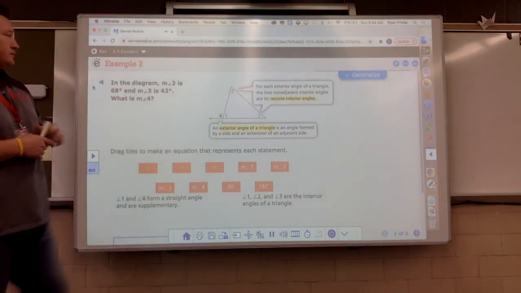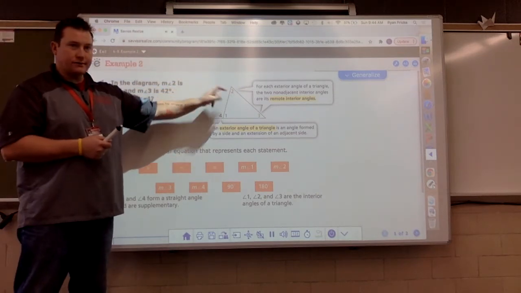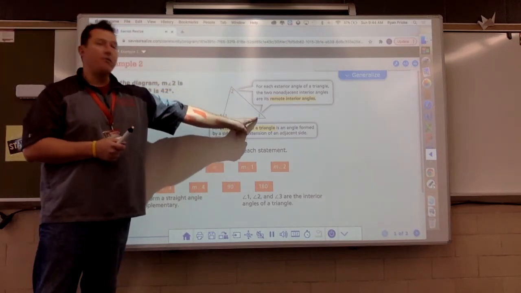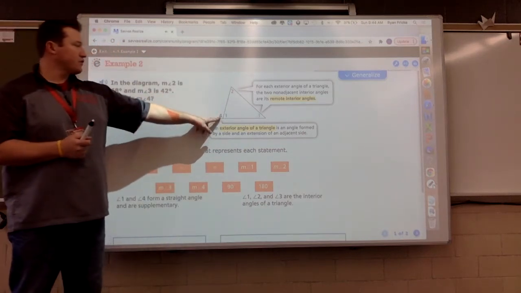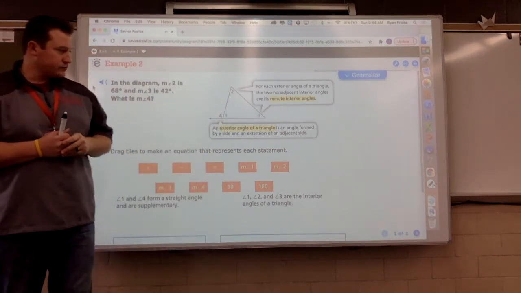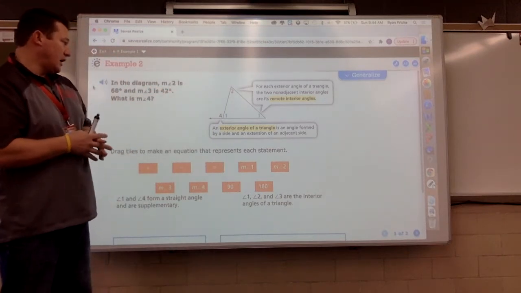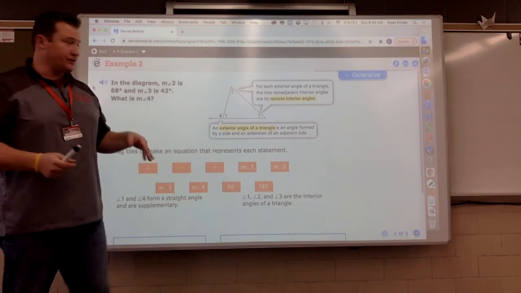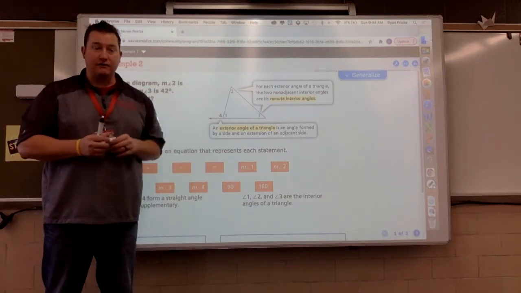In the diagram, the measure of angle 2 is 68 degrees, and the measure of angle 3 is 42 degrees. What is the measure of angle 4? Okay, so angle 4 is right here. And look, they've kind of given some new names to these angles. So angle 4, is that inside our triangle or outside of our triangle?